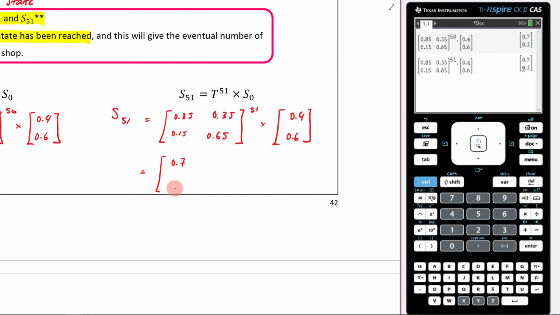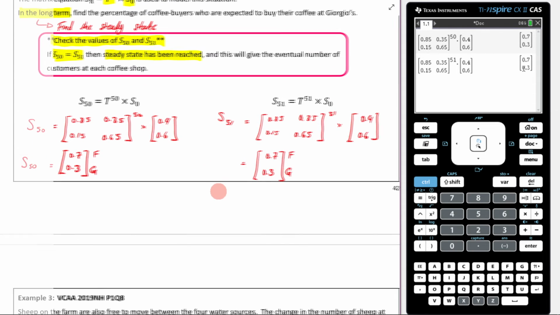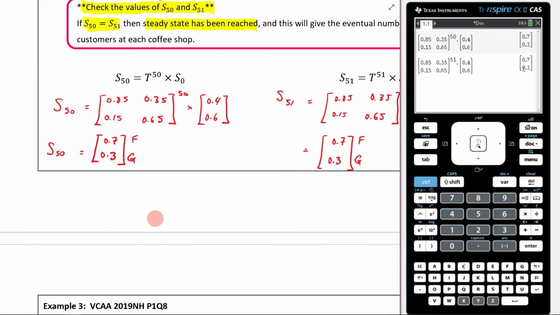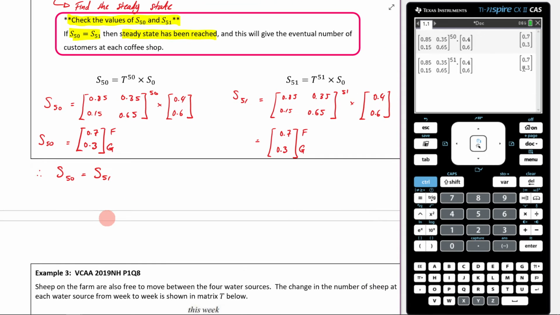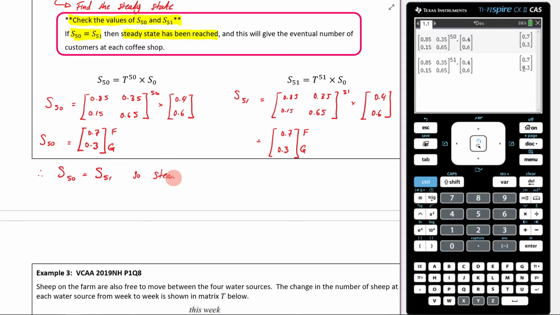That means 70% of people are going to end up going to Fatima's, and 30% of people are going to end up going to Giorgio's. So this is F, this is G. Okay, so we'll do a concluding sentence here. Therefore, because S of 50 is equal to S of 51, we can say that the steady state matrix is 0.7, 0.3, in which this is Fatima's, this is Giorgio's.